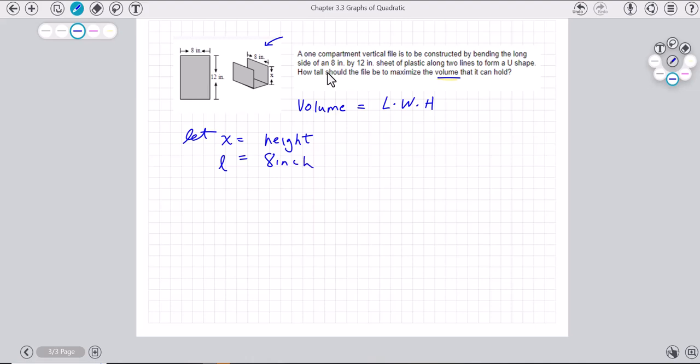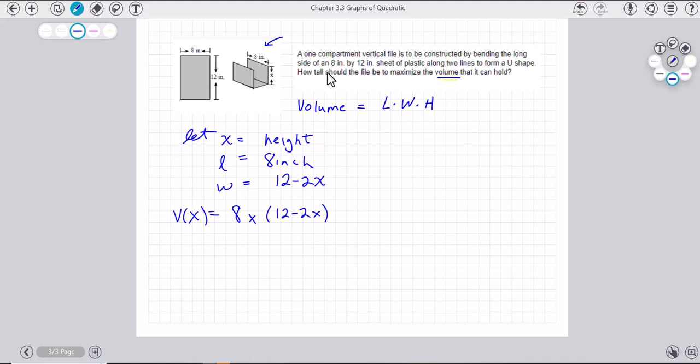And you have to be careful with the width because notice that it's being folded. So the width would actually be 12 minus those two x's. So now we have what we need for our volume, which is the length 8 times the width times the height. I'm going to put the x here and then 12 minus 2x.